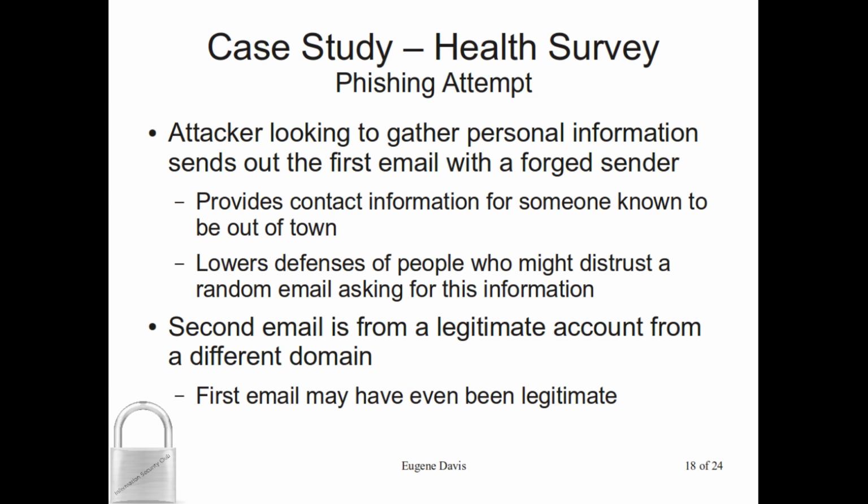If I was sending a forged email, it might be for someone out of town. This would lower the defenses of people who might just distrust a random email. They might say, well, this is legitimate information, so it must be real. I won't bother calling that number. As an attacker, that second email, I could just send out. I could take advantage of the first email, and I could actually make my own domain that is legitimately my domain. I'm not forging the email in this case. And I could send this out.